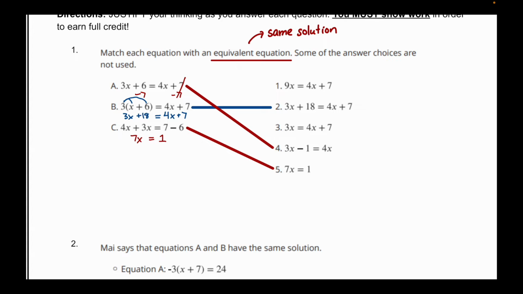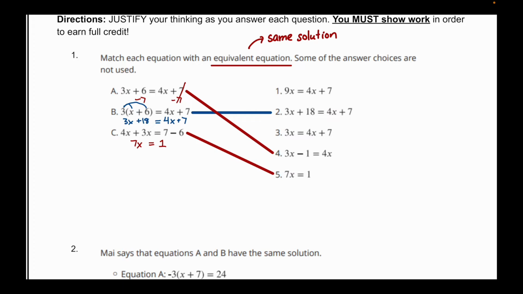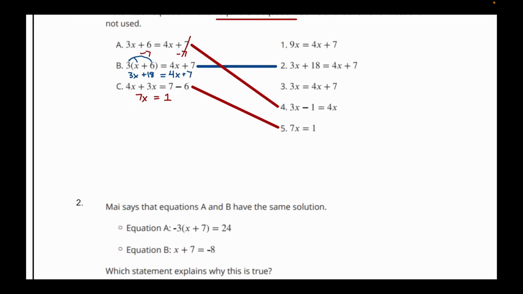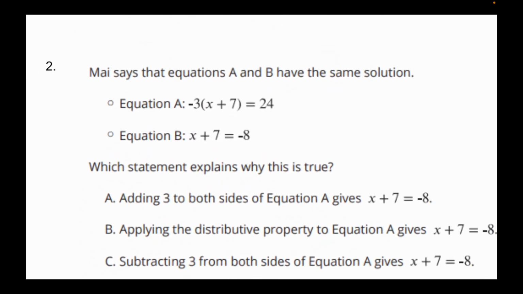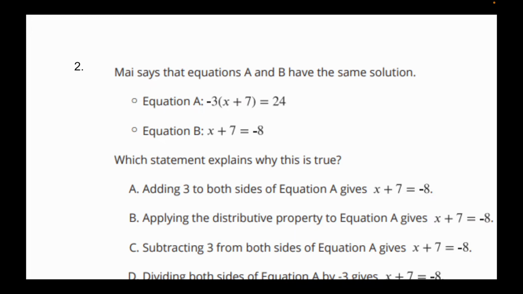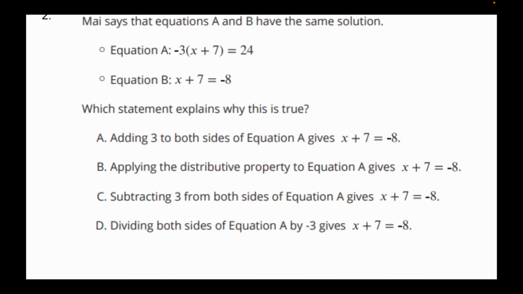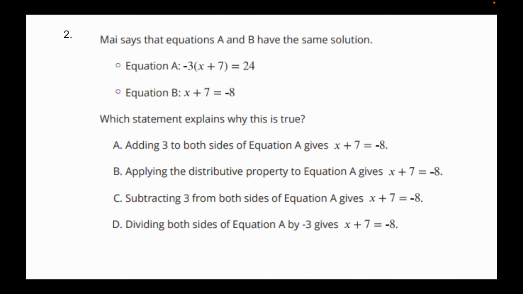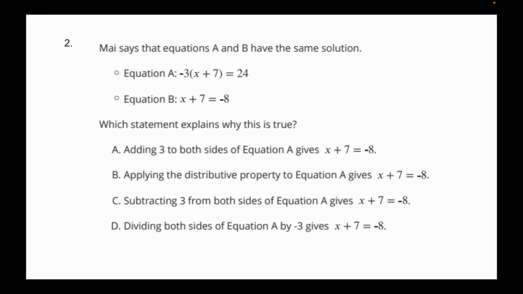From there, we're going to go to question 2. It says that equations A and B have the same solution. And then we want to look at which statement explains why this is true. So we're going to say that the statement is true, that they have the same solution, but we want to know why. So what are they actually doing?